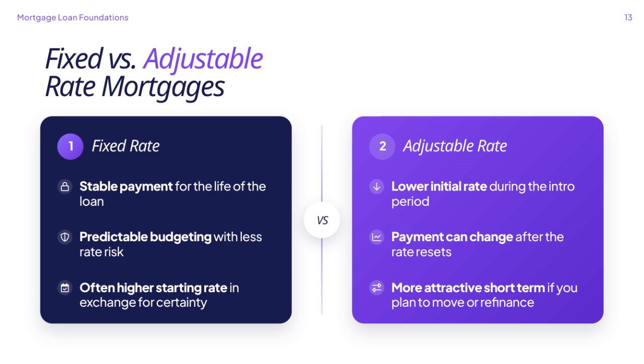On the other hand, adjustable-rate mortgages usually begin with a lower initial rate during an introductory period. This lower rate can make your monthly payments more affordable at first. However, after the introductory period ends, the rate can reset and your payments can increase or decrease depending on the market. This option can be more attractive if you plan to move or refinance before the rate adjusts. Understanding these differences is key to deciding which mortgage type fits your financial situation and goals best.